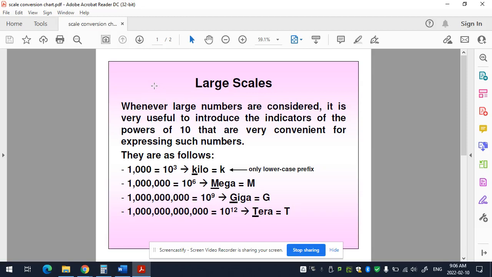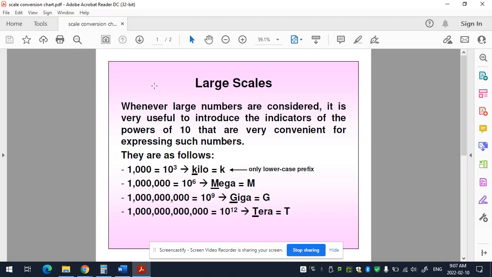So what are the large scales? The smallest large scale is the kilo. Kilo means 1,000 or 10 to the 3. It's the only lower case one. All of the other ones are capital letters.